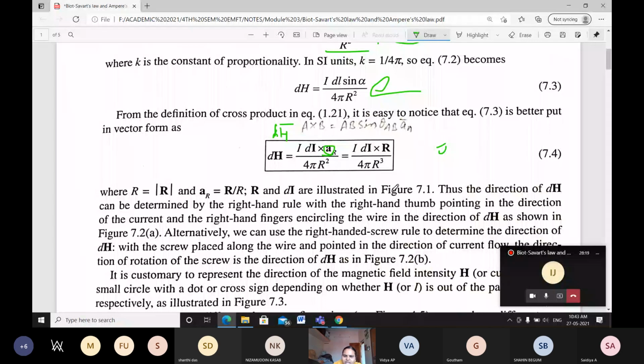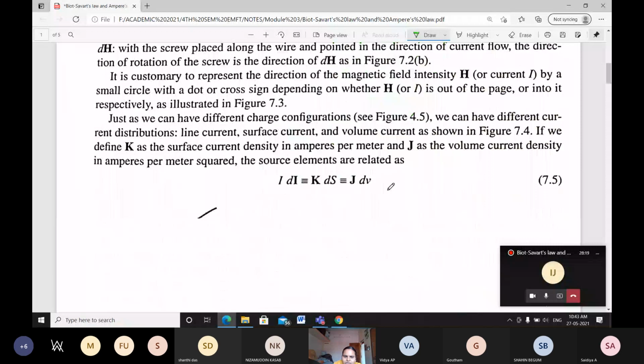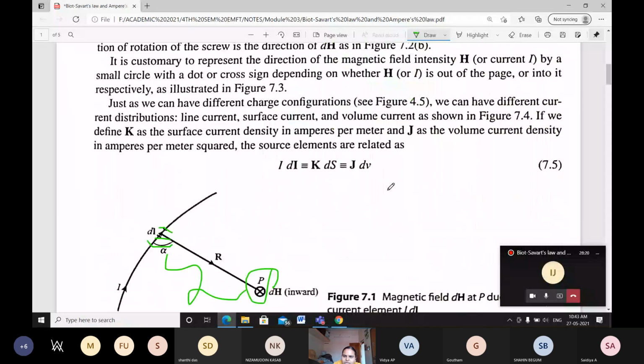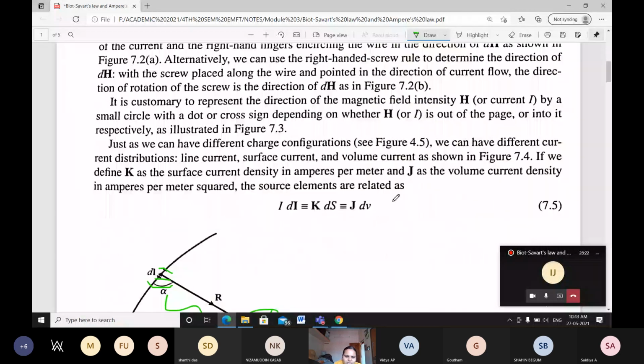And dL and R are shown in figure 1. This is the same thing, and this is dL.